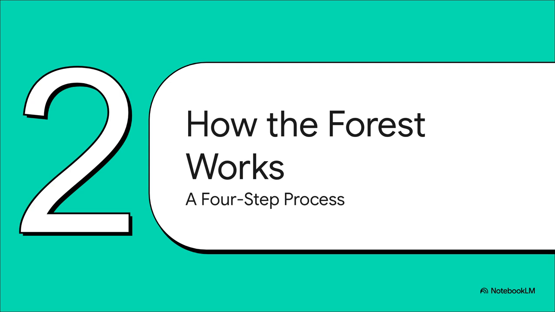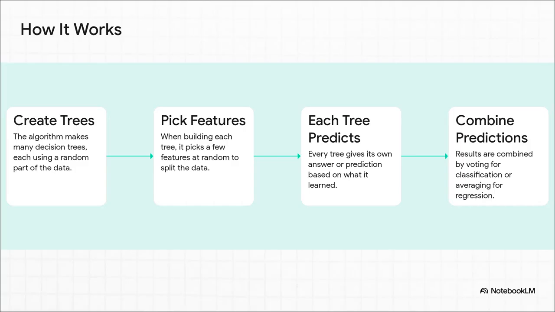But how does the algorithm actually build this forest and then listen to all the different opinions? It's a really clever four-step process. First, it creates a whole bunch of decision trees, and, this is key, each one is built using a random sample of your data. Second, as each tree is being built, it's only allowed to look at a random handful of your data's features. This double whammy of randomness is so important because it guarantees that all the trees are different. They're all looking at your problem from a slightly different angle.